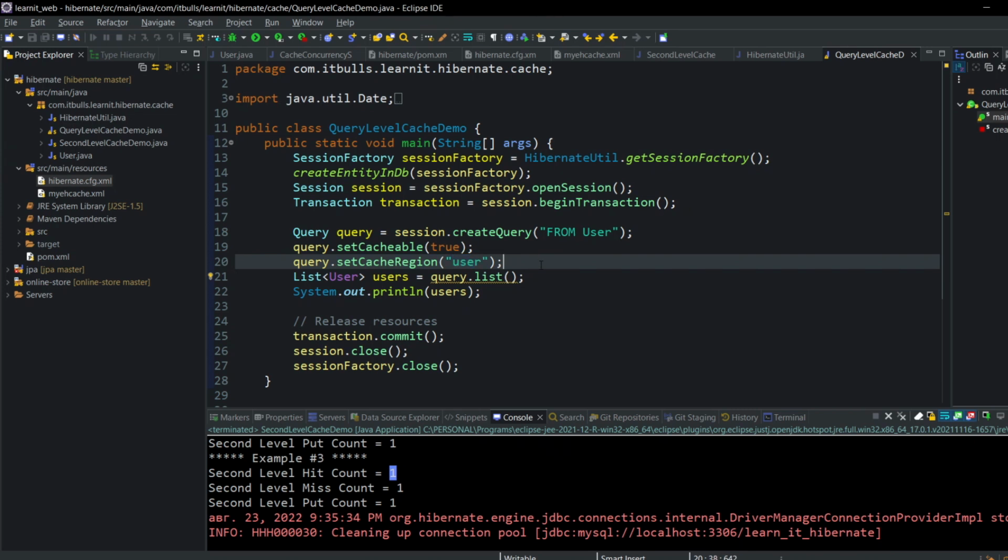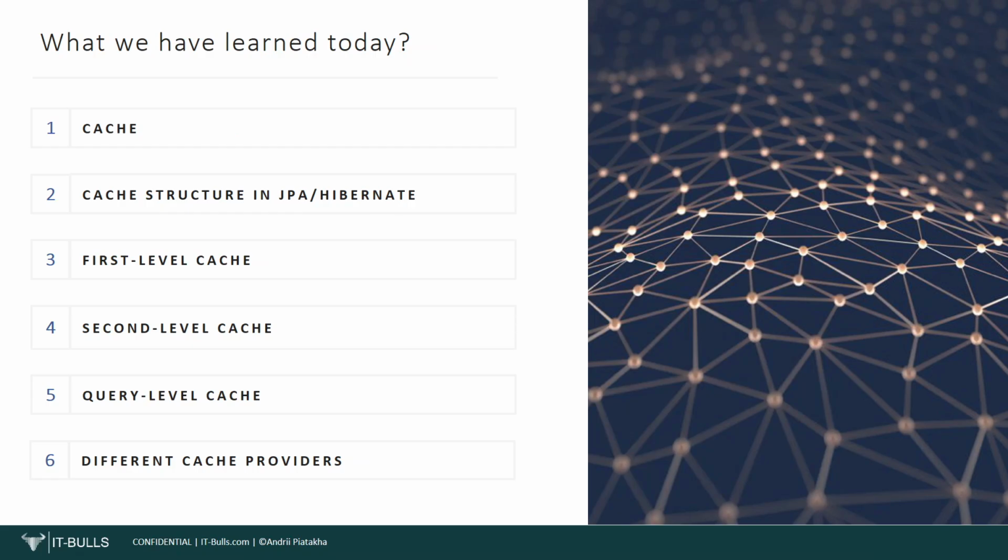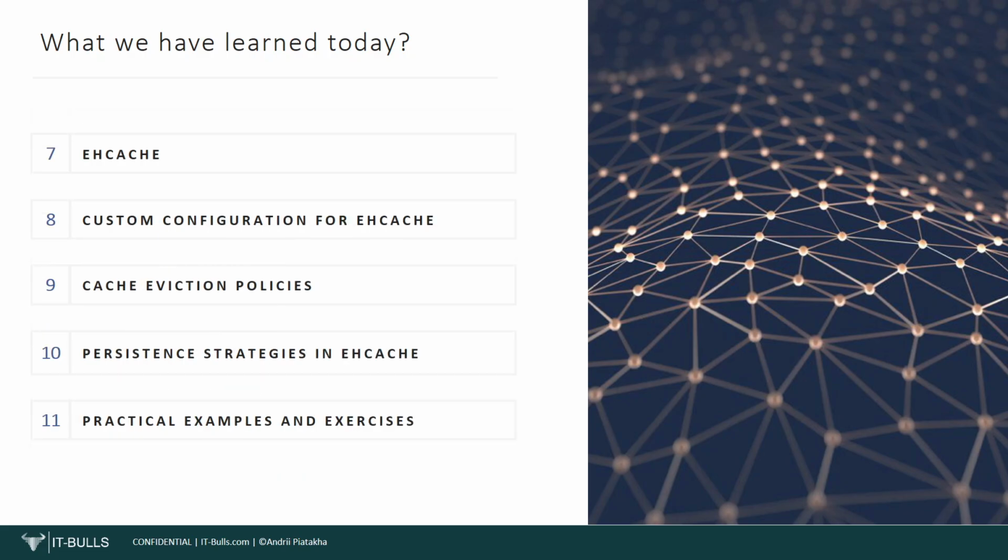That's all for this lesson what I wanted to share with you. Let's recap what we have learned in this lesson. Today we learned what a cache is. We learned cache structure in JPA, Hibernate. After this lesson you have clear understanding of what first level cache is, what a second level cache is, and what a query level cache is. We discussed different cache providers, and we learned Ehcache cache provider.